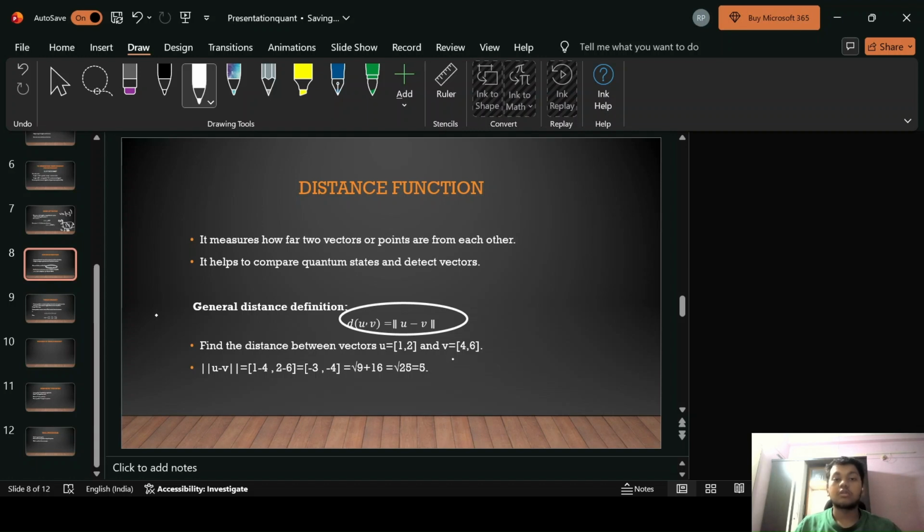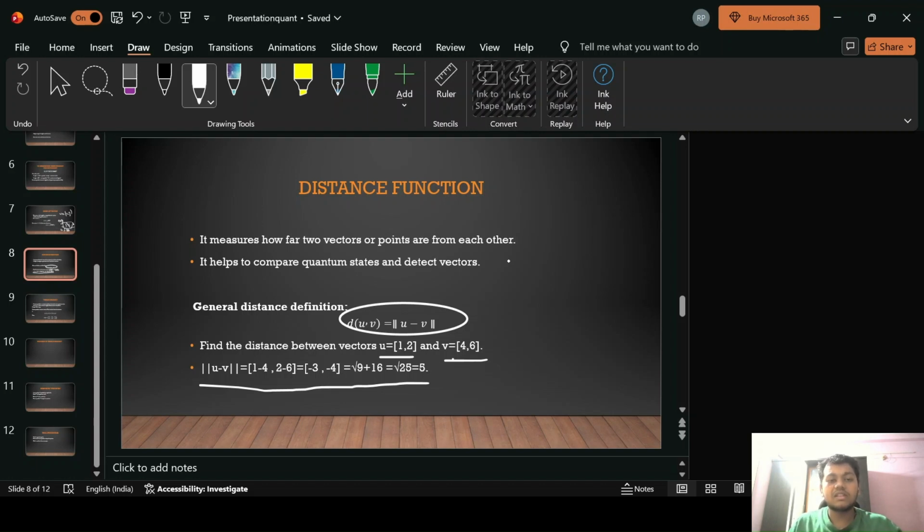So now let's see an example. The example is find the distance between vectors. We have considered two vectors u and v having values 1, 2 and 4, 6. Now, by substituting the values in the formula, we are getting the value as 5.